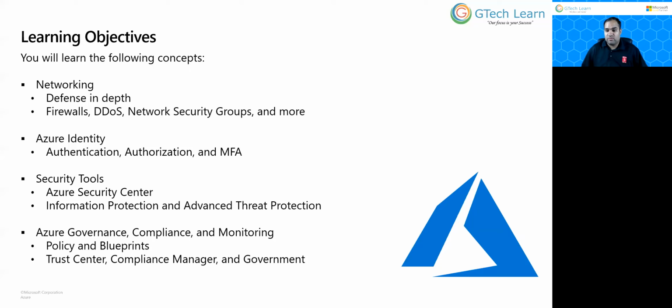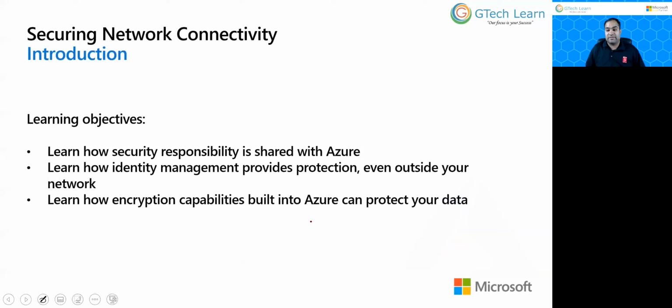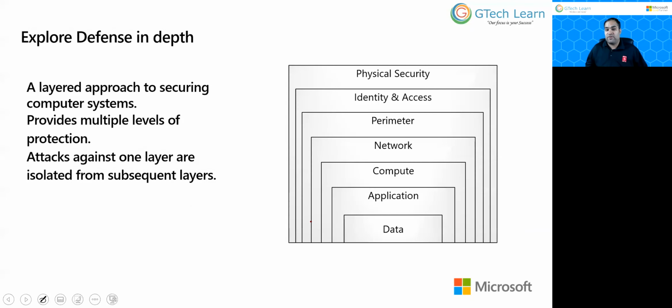Okay, so in this module, we would be talking about something in networking, the Azure Identity Services, the security tools, some of the governance and compliance monitoring. So let's talk about some of our network security associations. When we talk about Azure, I've got my data, which is generated by the application, and that's running on top of a compute, which is accessible inside a network.